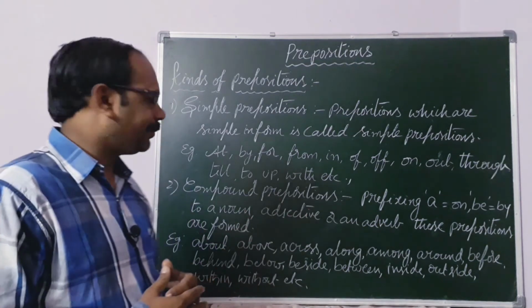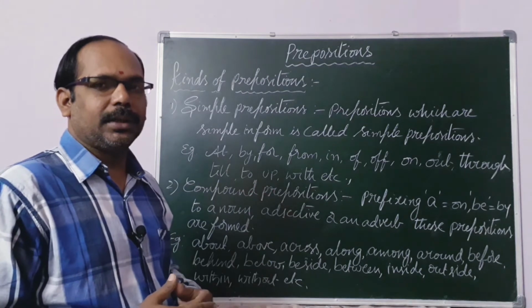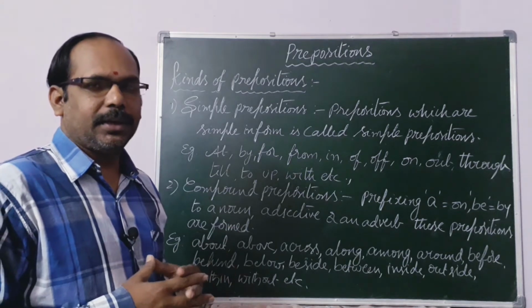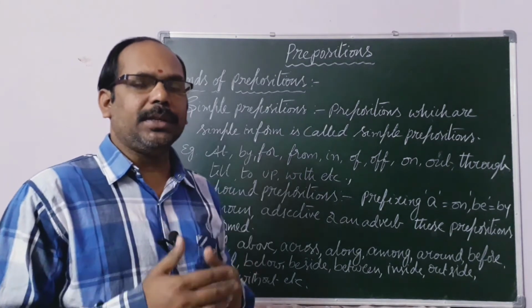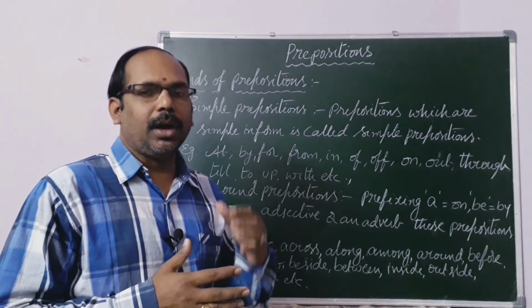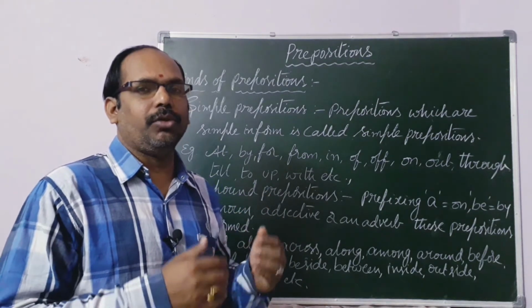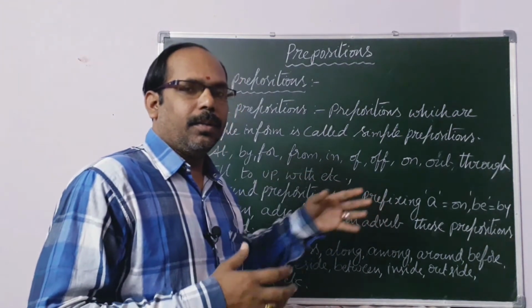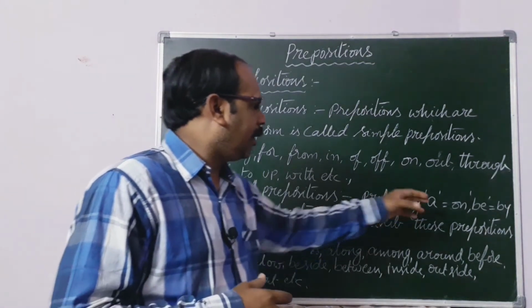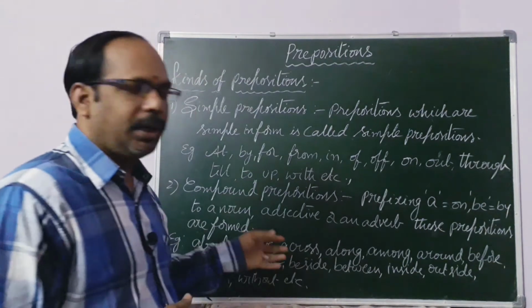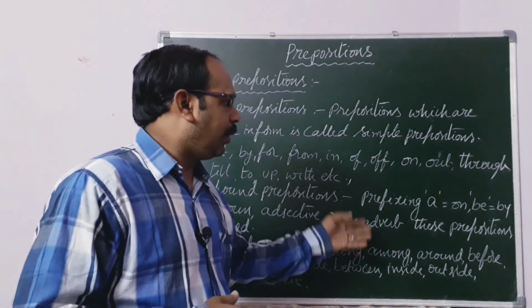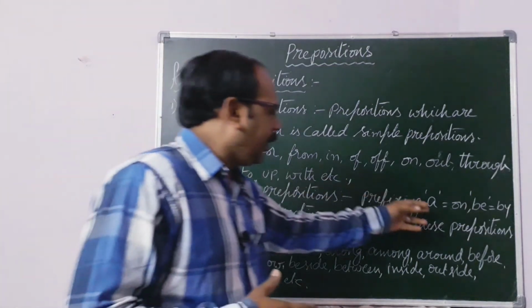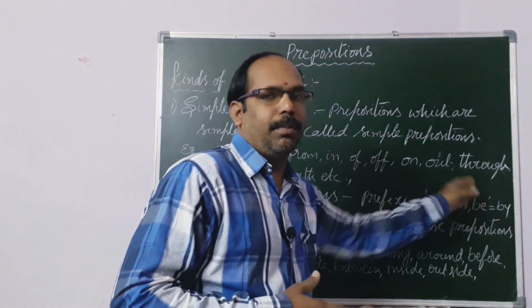The second one is compound prepositions. What is meant by compound? Compound means mixture of 2 things. Here compound word means mixture of 2 words. Compound preposition means mixture of 2 words together. So here we can form a preposition by adding a and b to the adjective or adverb or another preposition or a noun. Here a means on and b means by.